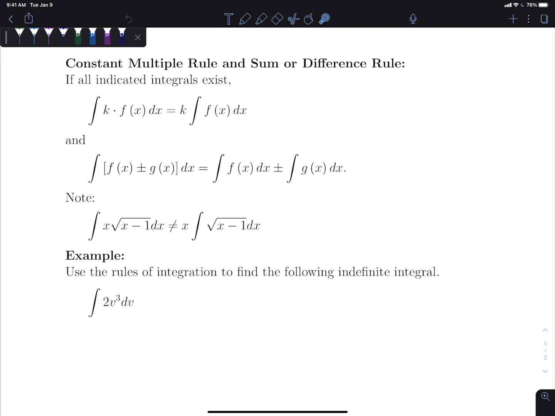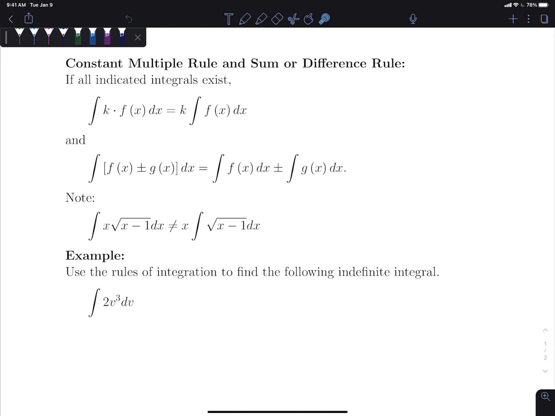Now note that this does not mean that something like the integral of x times the square root of x minus 1 dx is the same thing. I can't bring this x out front, making it x times the integral of the square root of x minus 1 dx. I'll be honest with you, if it did work that way, integrals would be a lot easier. But they don't, so we can't do it that way.